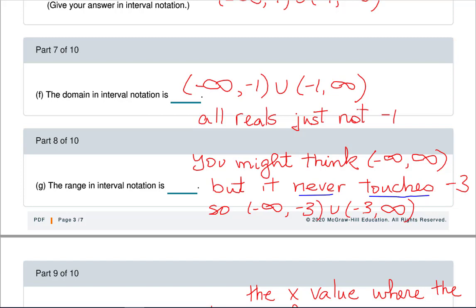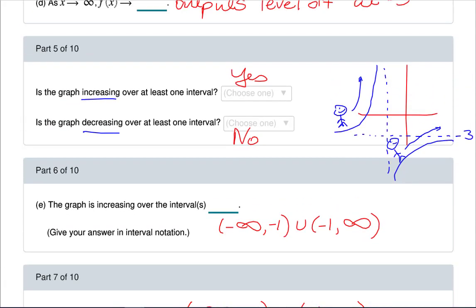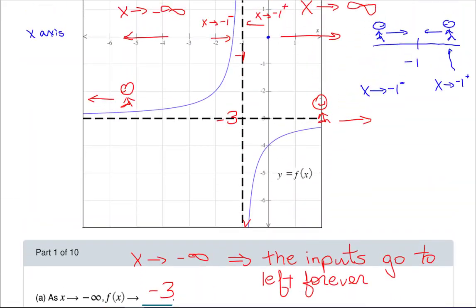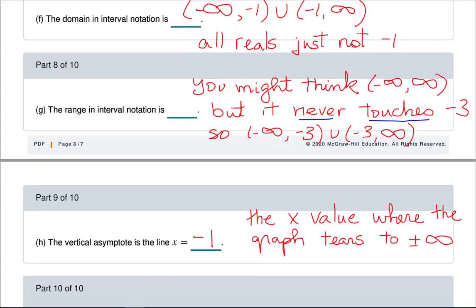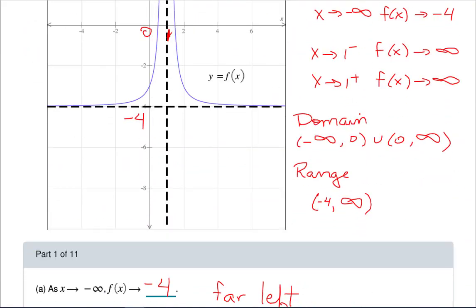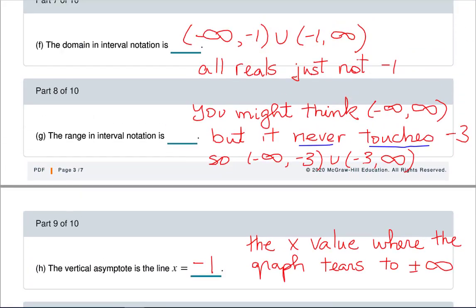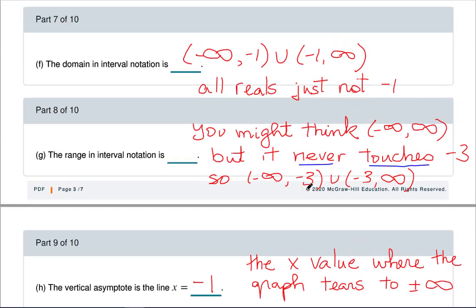Let's go back and take a look at the graph one more time. See, it never touches minus 3. It's leveling off at those two places. So it never produces an output of minus 3. It just gets close to it. And that's why down here on the range, there it is. Down here on the range, minus 3 is not included.